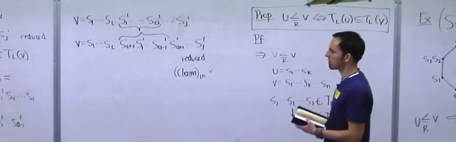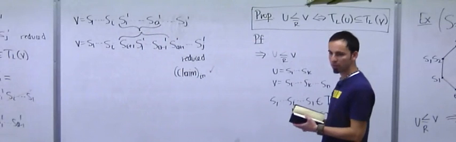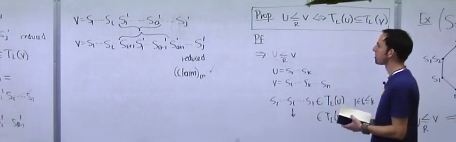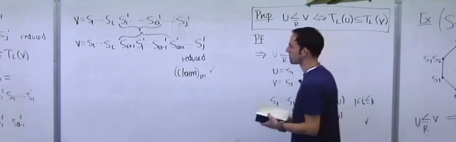And that proves that U can be thought of as a prefix of V, which shows that U is less than or equal to V in the poset. Okay.